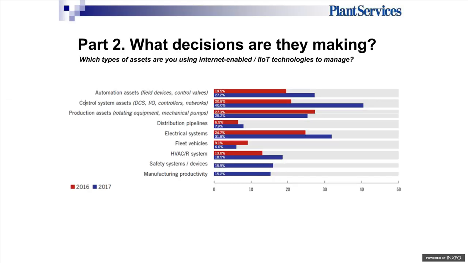This slide, again, I know that the data points are kind of small, so feel free to enlarge the slide box on your computer. What type of assets are you using internet-enabled or IIoT technologies to manage, as opposed to simply predictive technologies? And you see a pretty sizable jump when it comes to control system assets, which makes sense, they're already networked, and electrical systems, with automation assets in a distant third. These numbers here match our general sense of what the market penetration for internet technologies is.